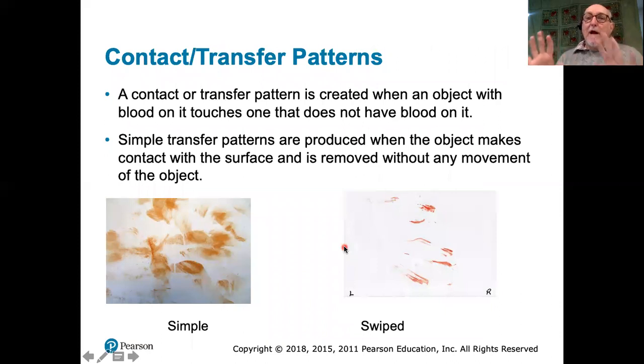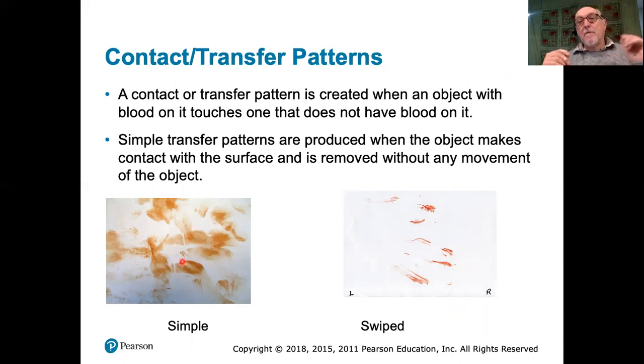As people move around a scene, both victim and perpetrator, they will very frequently leave behind contact or transfer patterns. As we've said before, these may be very important if they are positive prints, if they're patent fingerprints, like there are here.